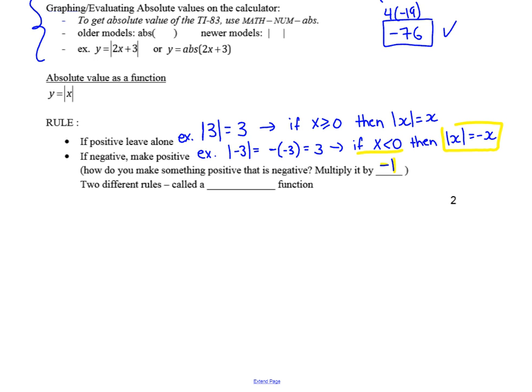And two different rules. So there's two different rules depending on the sign, right? We call this a piecewise function. Piecewise function, because there's two different situations for x, depending if it's positive or if it's negative. If it's positive, we can leave it alone. If it's negative, we have to multiply it by a negative to make it a positive. Okay? Alrighty. Let's go on.